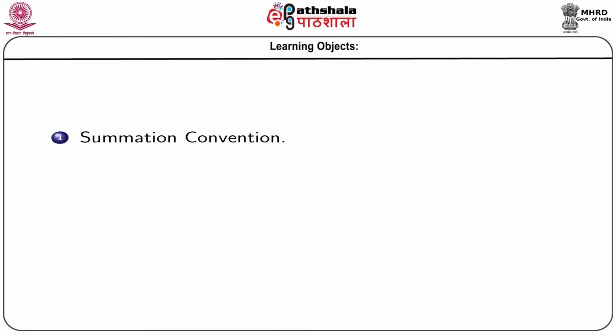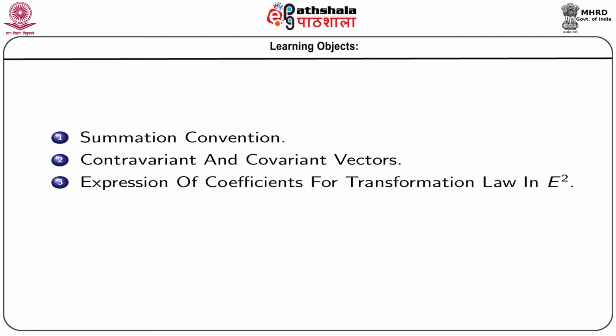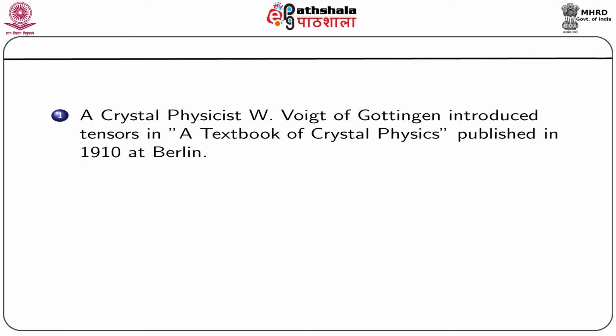In the first chapter, our learning objects will be, first, the summation convention, which was given by Albert Einstein. Second learning object is contravariant and covariant vectors. Third learning object is expression of coefficients for transformation law in E2. In the introduction, we shall first say about the tensor, from where it is coming.